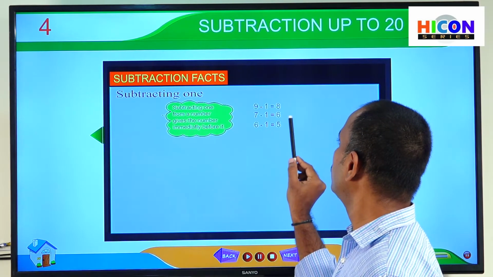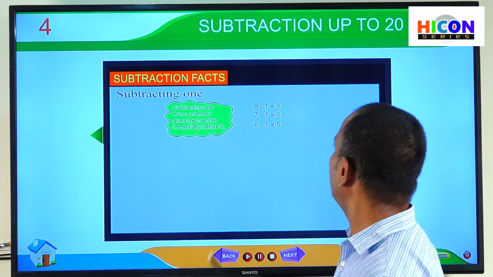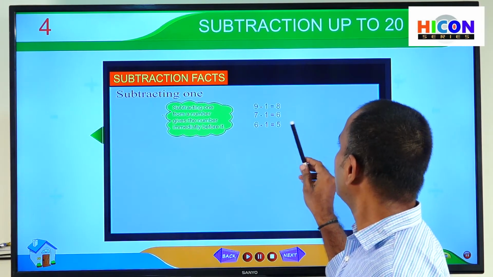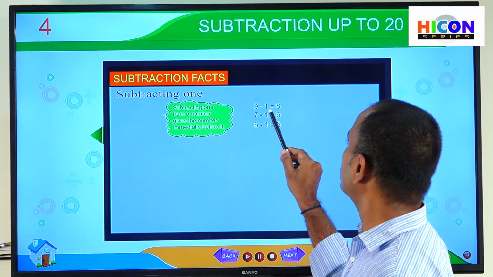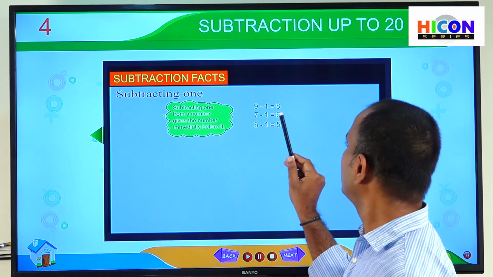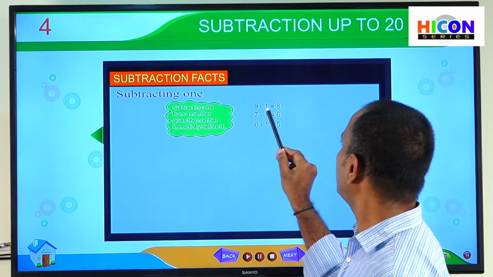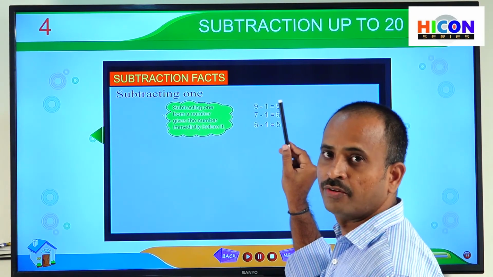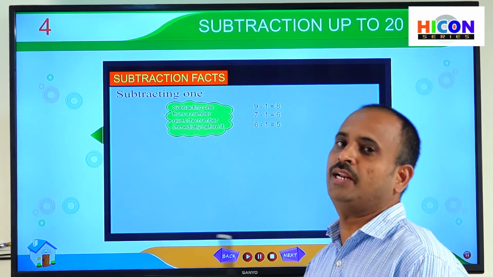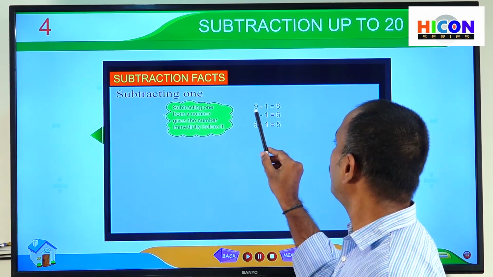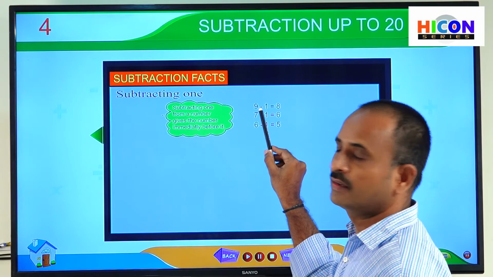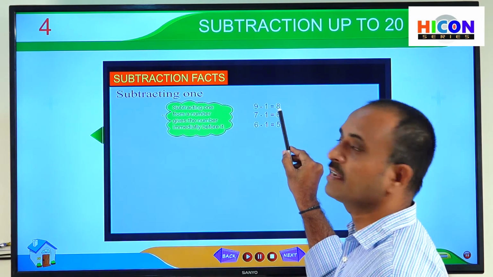So children, look at these examples. Do you understand how the answer is got? In 3 examples, we have subtracted 1 from the given numbers. In the first example, we have subtracted 1 from 9. If we subtract 1 from the number, we will get its before number. So what is the before number of 9? 8. So that's why we have got 8 as the answer.